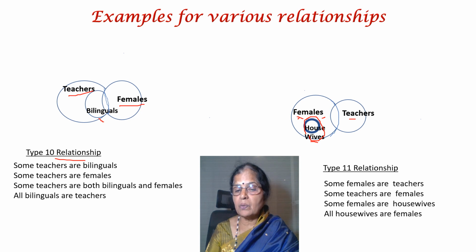There cannot be. One cannot be a housewife and at the same time teacher. If she is a housewife, she takes care of the house, does not teach. And teachers cannot be housewives. So the circle is contained inside female. So this is the only difference between the 10th and 11th type of relationship.